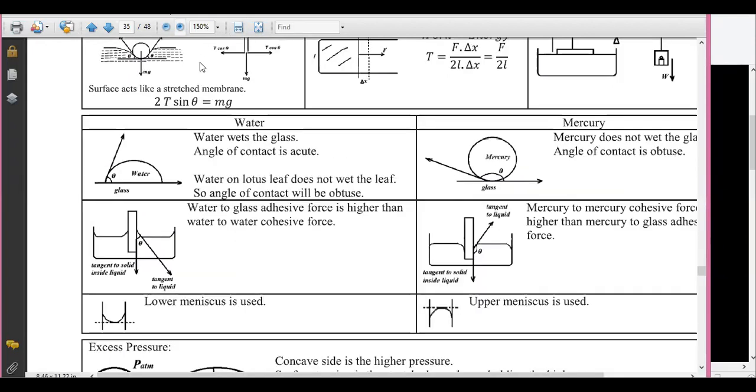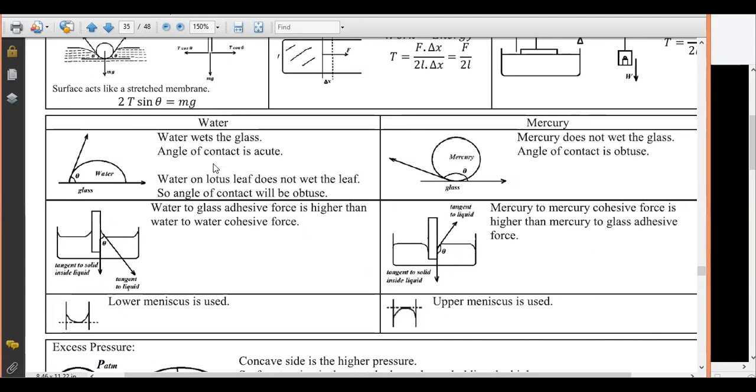Let me make it a little bit bigger. So look at this. Whatever I explained to you is documented here. Water wets the glass. What does that mean? It sticks to the glass. Angle of contact is acute. This angle between the glass and the tangent to the water surface is your angle of contact. Look at this. Mercury does not wet the glass. Even if you take some mercury in your hand, it will not wet you. The hands will still be dry.